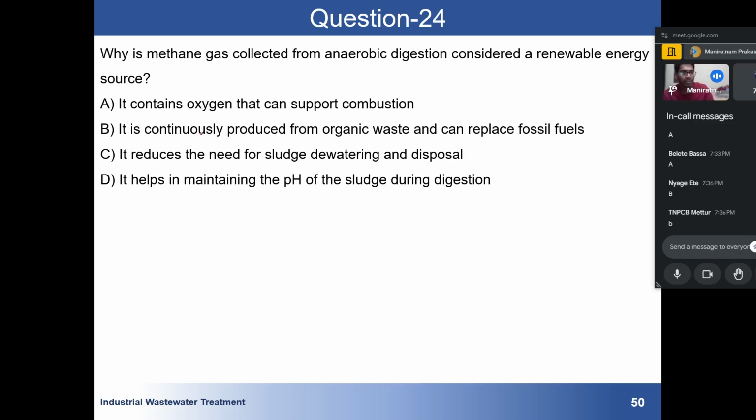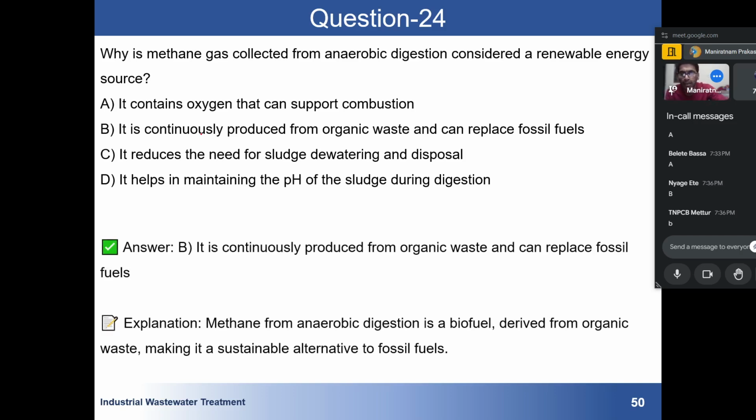Yes, you are correct. Simple: methane is known as biofuel. It has been used for a few years. People are using it, and we are producing it in a very cost-effective way through anaerobic digestion. So it is known as renewable energy. Methane produced continuously from anaerobic digestion is a biofuel derived from organic waste, making it a sustainable alternative to fossil fuels.